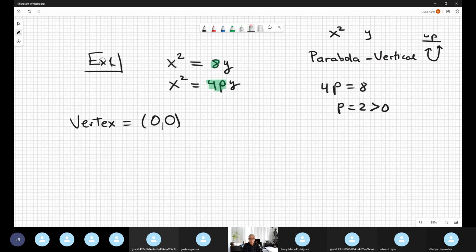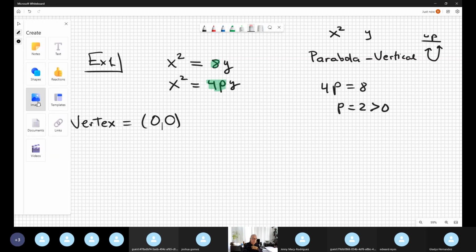I know that p is 2, so it opens up. Now I need to determine the focus, only one, and the endpoints of the focal diameter. I have a nice idea of how the parabola looks. Let's do it by hand, and after we check it with the script.